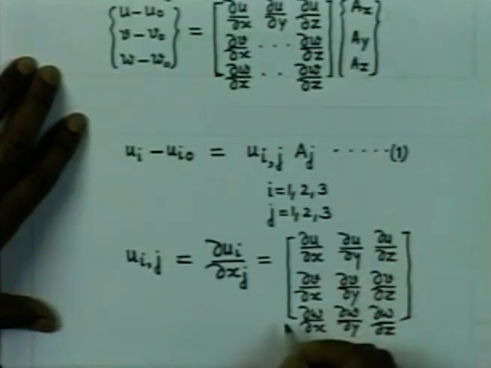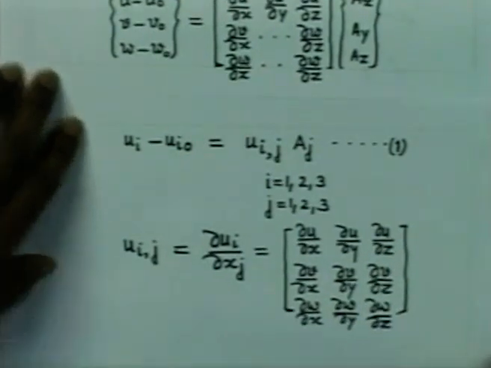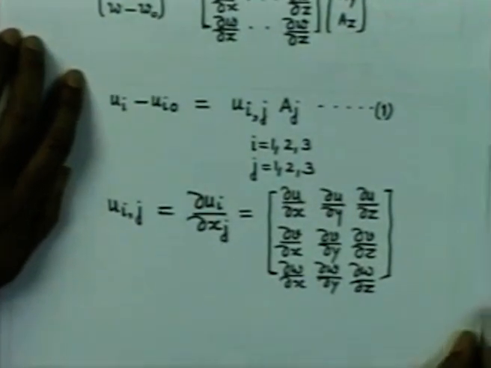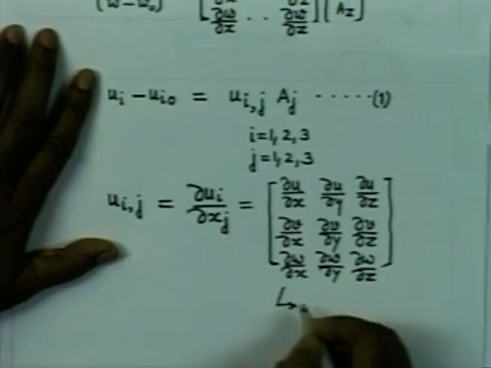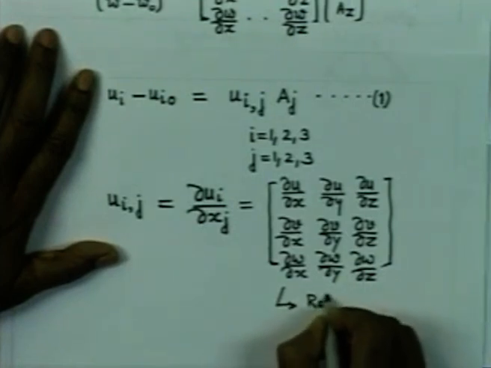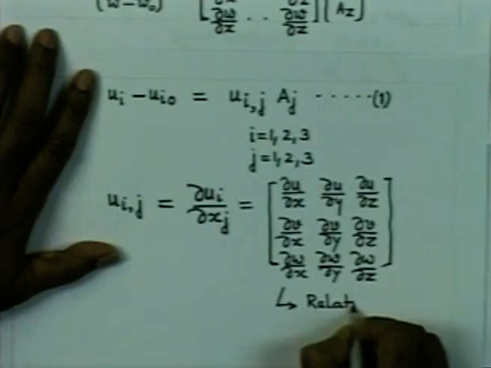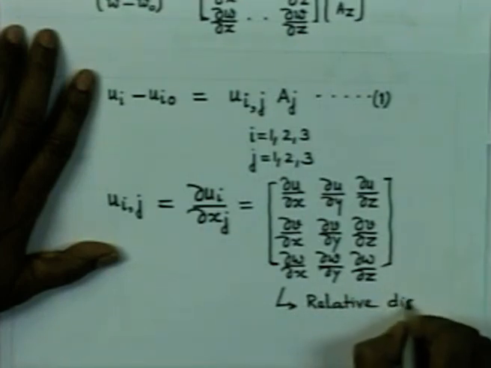So, this consists of all the 9 derivatives, and this is known as relative displacement tensor.